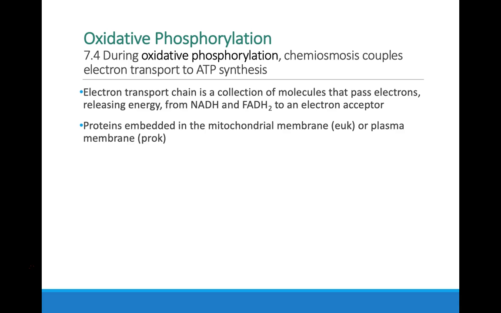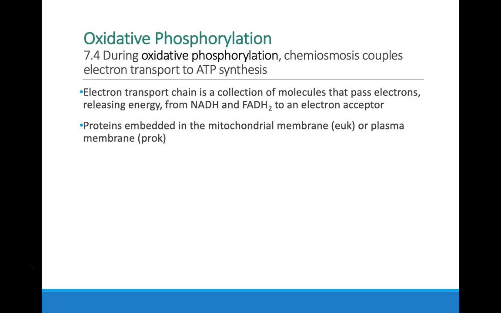So our last step is oxidative phosphorylation. So remember, oxidative phosphorylation is one of the mechanisms by which we produce ATP. There's a lot of new words on this slide. During oxidative phosphorylation, a process known as chemiosmosis uses electrons to run the process of ATP synthesis.